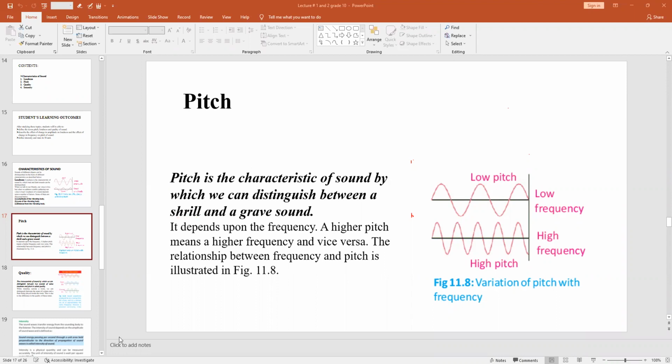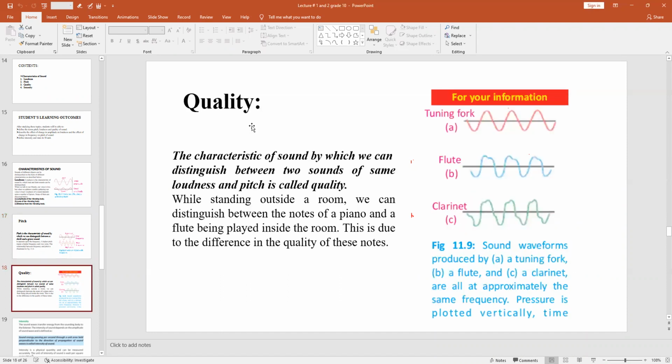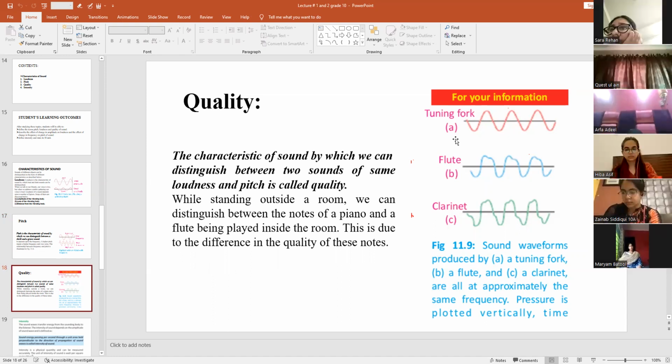So the third characteristic of sound is quality. Do you have an idea what is quality of a sound? Like if Sarah is talking and Hiba is talking, right? You can differentiate in their sounds. This is the quality, right? If there are two instruments playing in one room, one is a piano and other is a guitar, you know the sound of a piano and you know the sound of a guitar, so it is a quality.